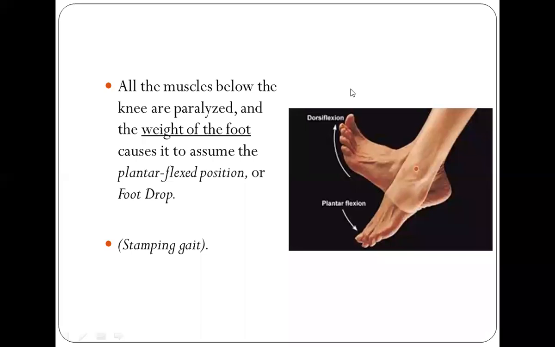And when the patient walks, the foot will be slapping on the ground because it's plantar flexed. This is called stamping gait. So these are all just some extra points, but all of you just need to know there will be wasting of muscles and foot drop is important.